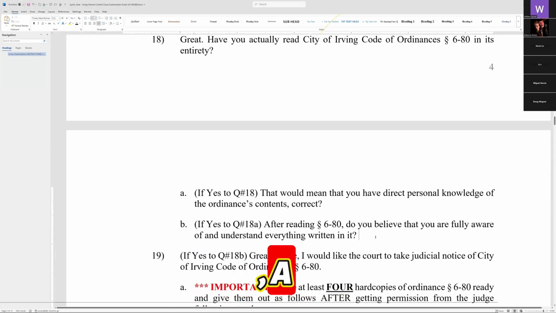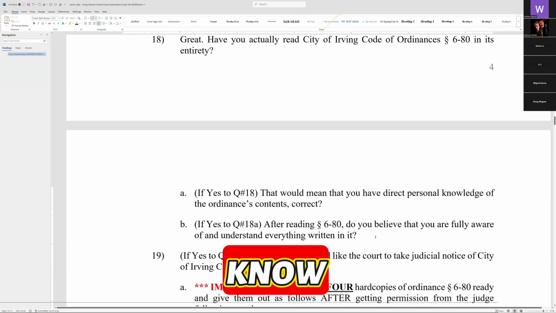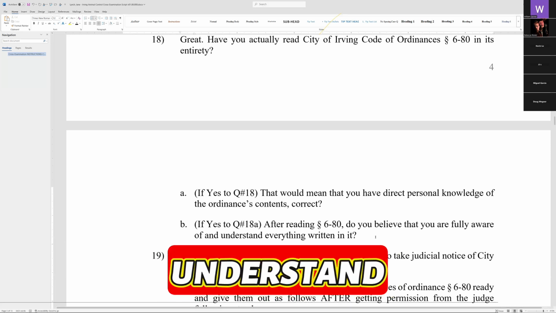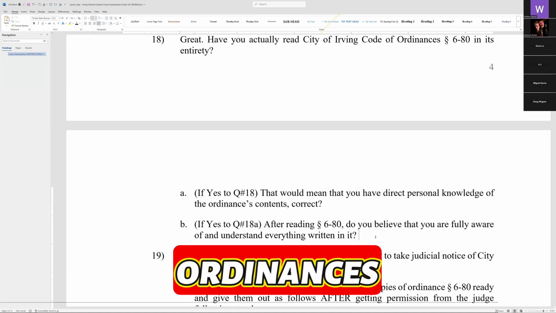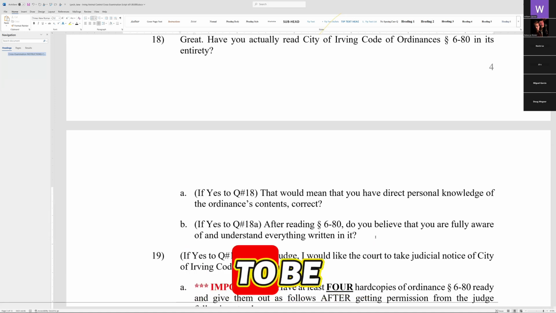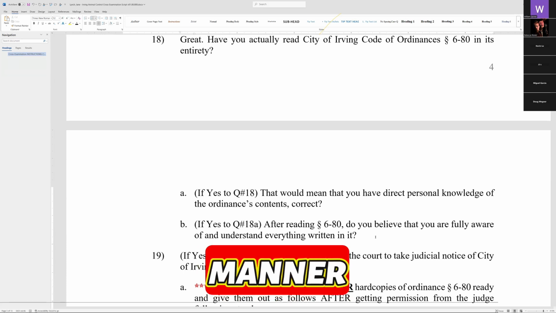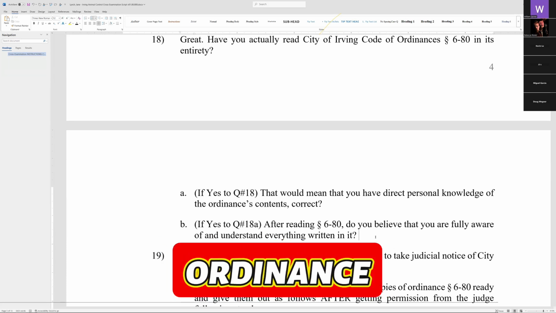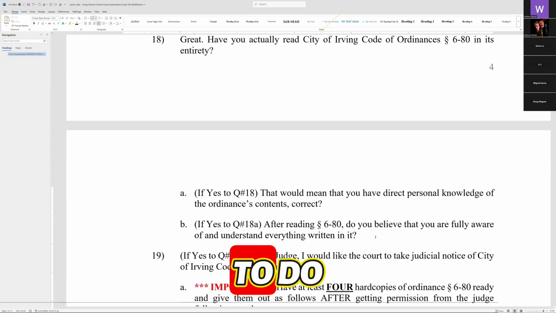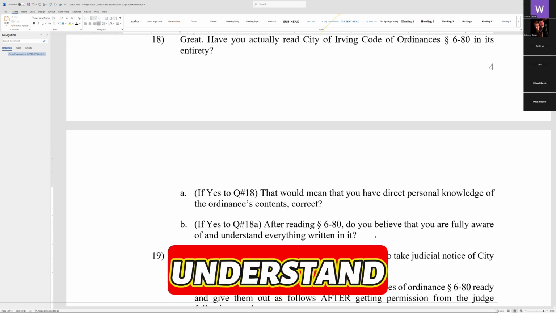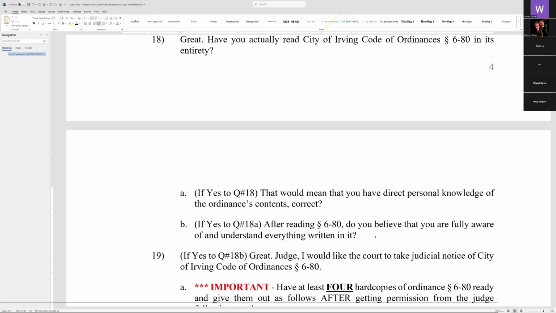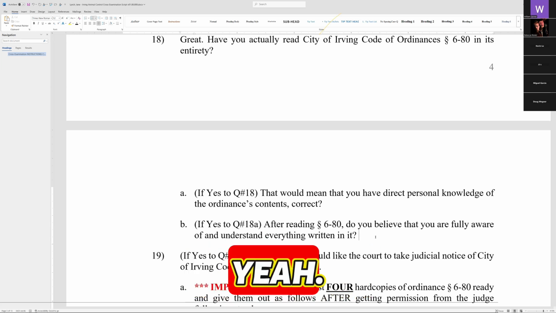If the witness, a professional, says that they don't know anything or understand anything about the statutes or ordinances they enforce, then they're admitting to be incompetent at their job. Are they not? Yeah. And they're admitting that they are potentially enforcing the ordinance in a manner that has nothing to do with what the ordinance says because they don't actually understand it and know what's in it. Now that's a hell of an admission, isn't it? Yeah.